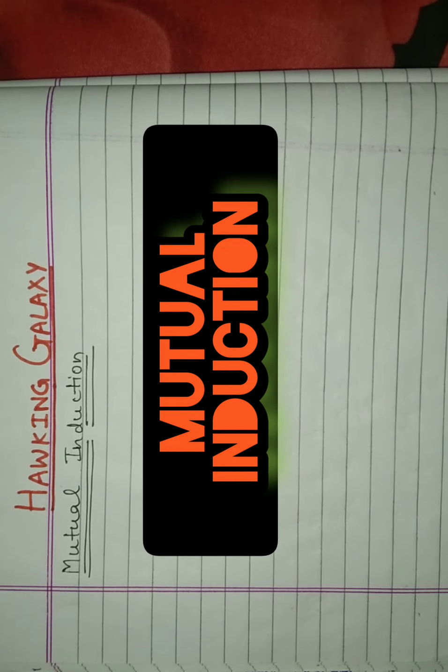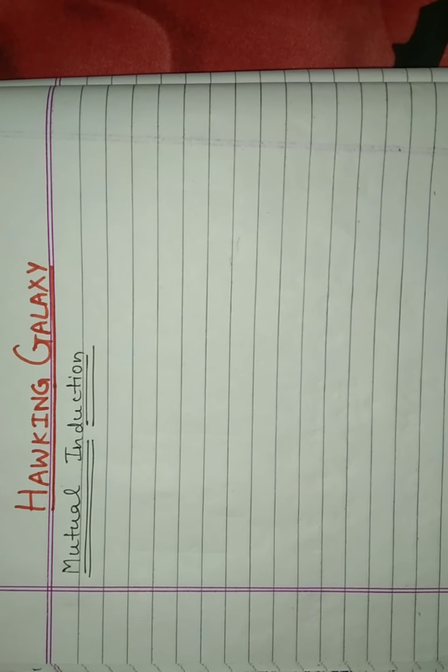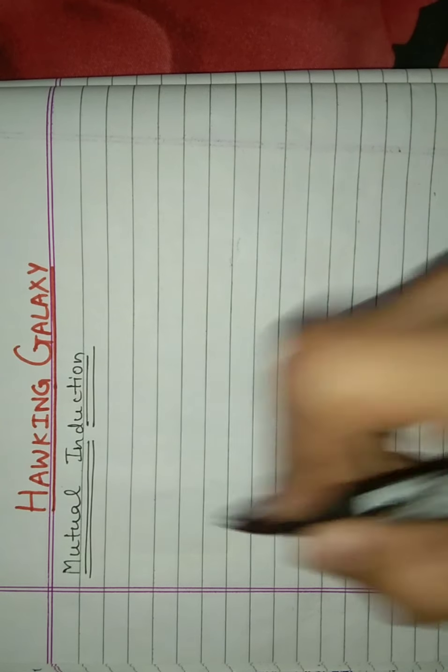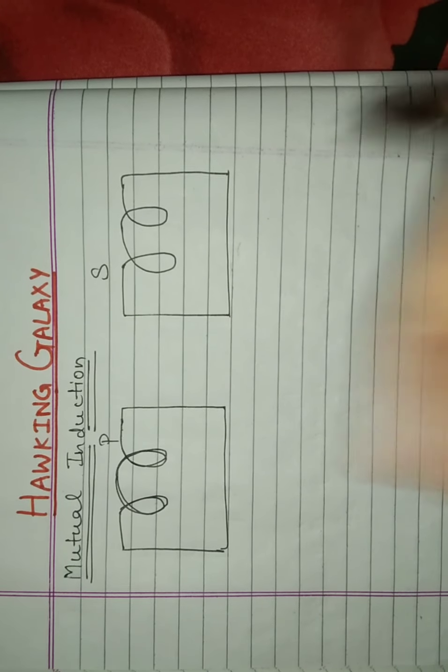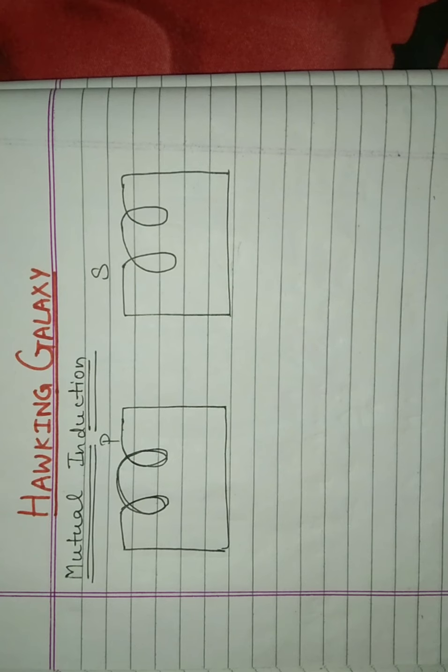Okay. So first of all, we have to make a primary and a secondary coil to understand the concept of mutual induction. Okay. So let's make it. This is our primary coil. This is our secondary coil.